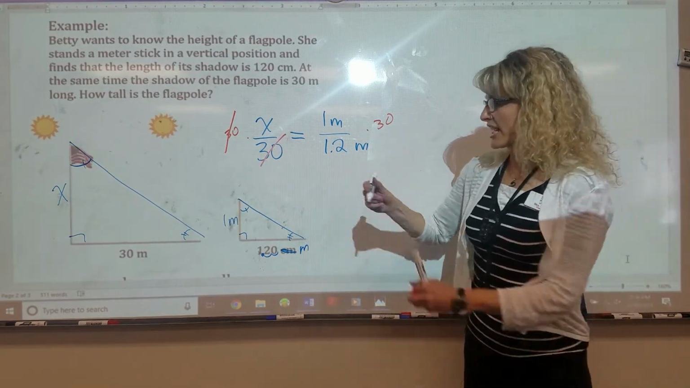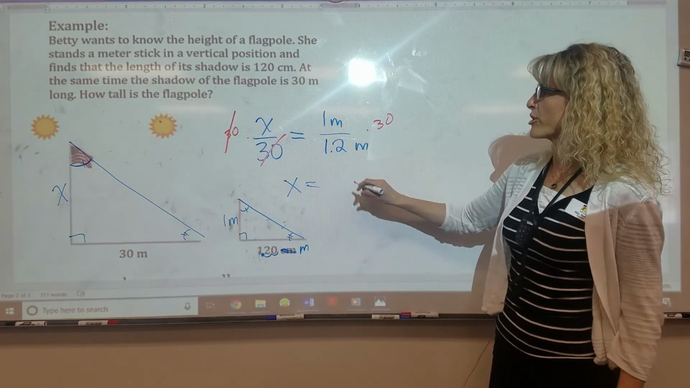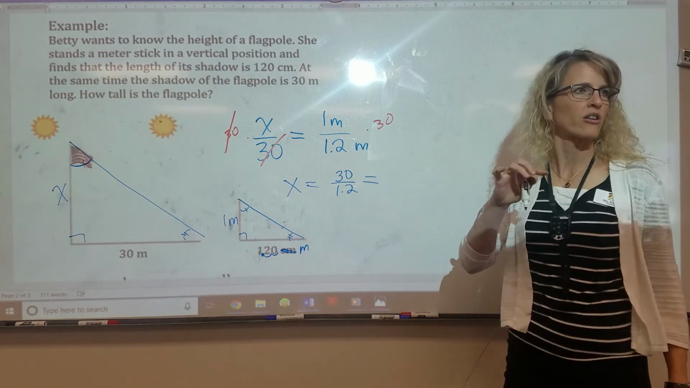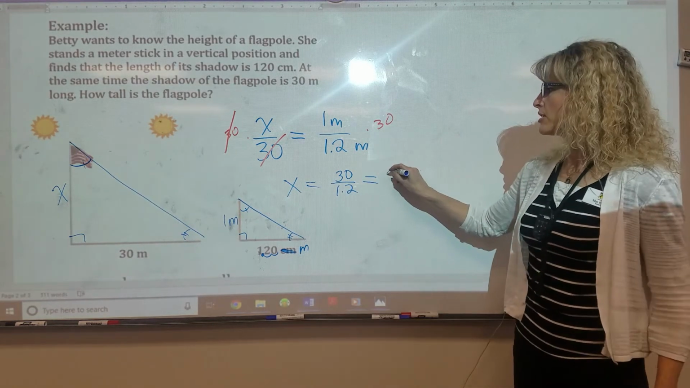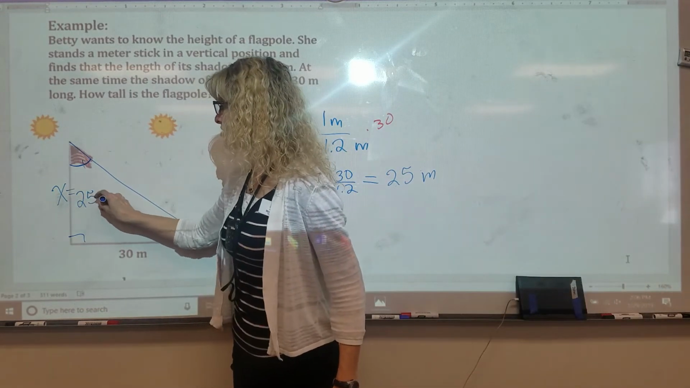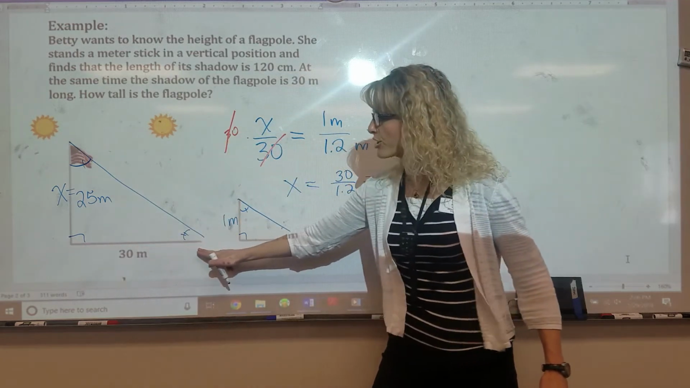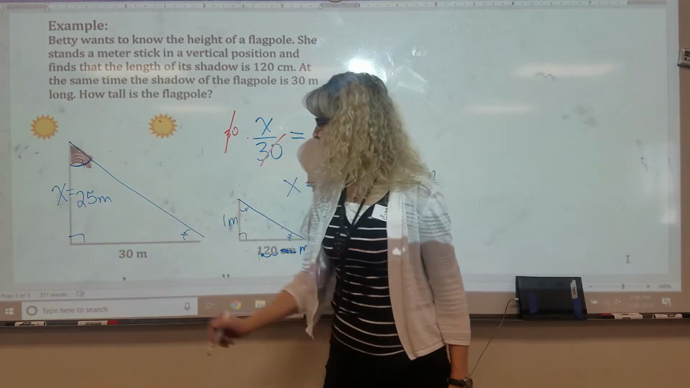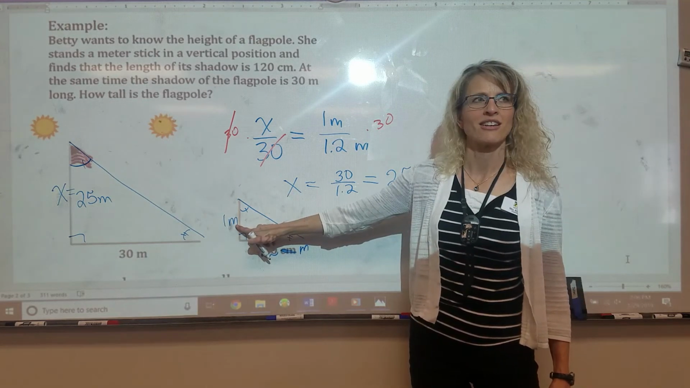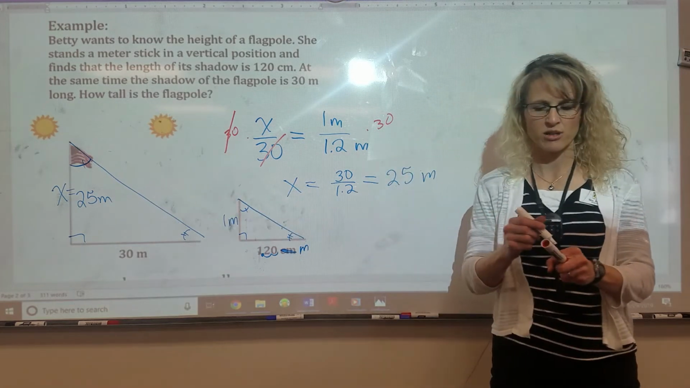Okay. And then I get x equals 1 times 30 divided by 1.2, so really it's just 30 divided by 1.2. And who's got that typed into their calculator? Lisa? 25. 25, and we're in meters. Let's make sure it makes sense. 25 meters. If a 25-meter flagpole casts a 30-meter shadow, look, it's a little bit longer than the object. Is this shadow a little bit longer than its object? And it worked. It made sense. It's proportionate because they're similar triangles.